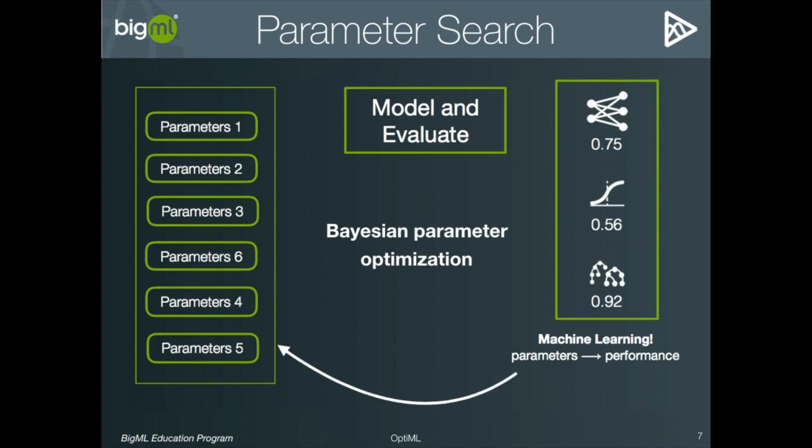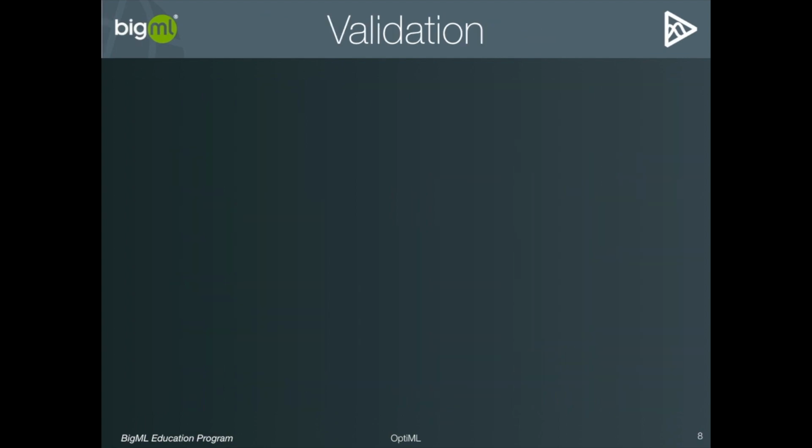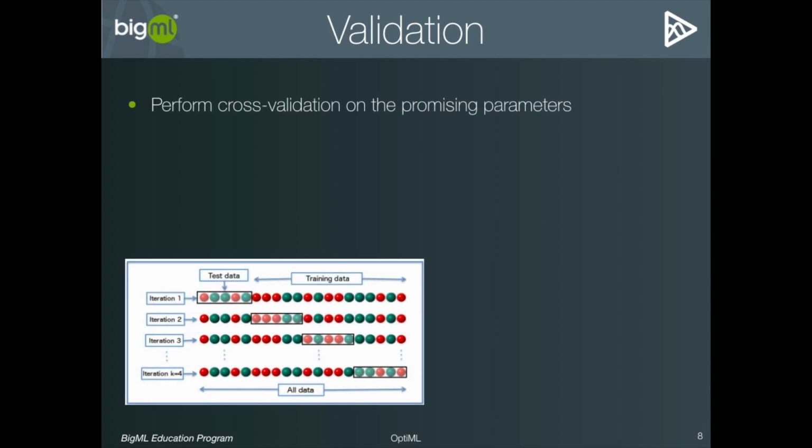After finding the best performing parameters, the next phase of Optimal is validation. By default, BigML only performs cross-validation on the most promising parameters, since it's an expensive process and there's no reason to cross-validate models with poor performance. This first image here is a schematic of cross-validation, which is a common evaluation method where you hold out a subset of your input data and train on the rest, and then test on the portion you held out. You repeat this process a number of times to make sure your evaluation results weren't simply by chance.